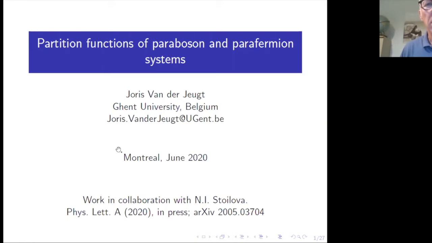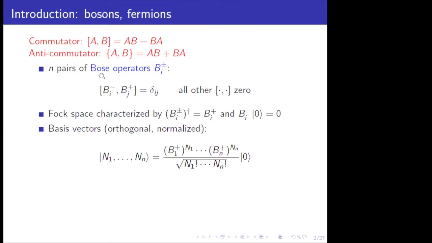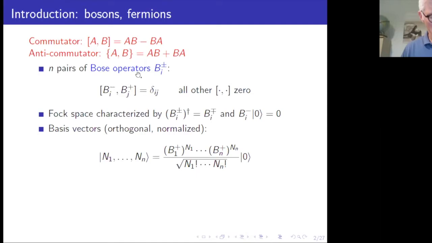Before I say something about parabosons and parafermions, let me just give you one slide on bosons and fermions. There's the usual notation for commutators, and the usual notation for anti-commutators with curly brackets. If you consider a system of n pairs of Bose operators, bosons, creation and annihilation operators, B_i plus or minus, these should satisfy the classical relations that are given here.